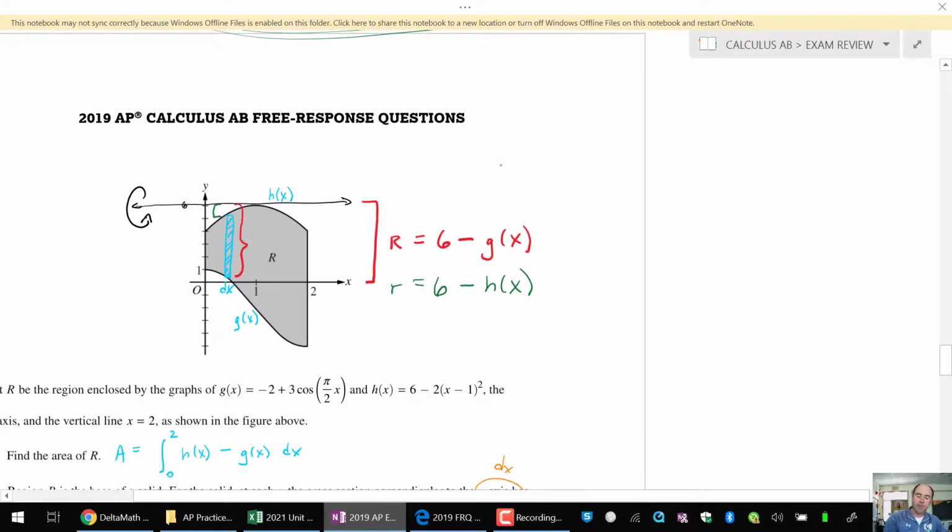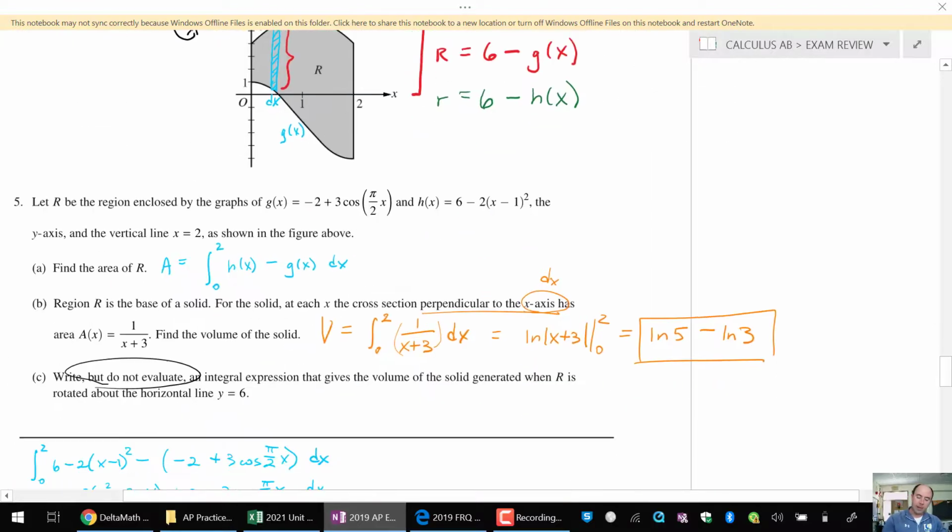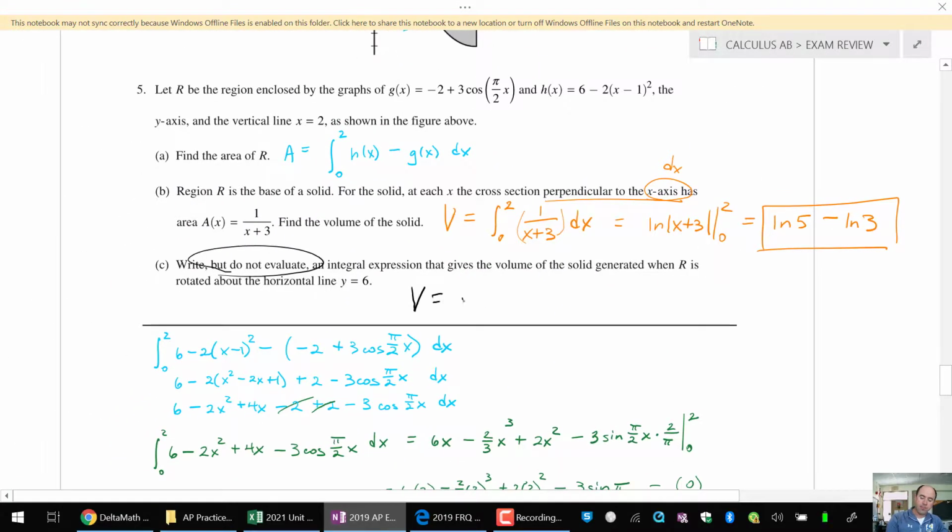The formula for the volume of a solid of revolution using the washer method looks like this, with dx, or dy in case it's a horizontal rectangular slice. So let's use the washer formula and the 2 radii to build the integral. Final answer would be volume equals pi times the integral from 0 to 2 of outer radius, 6 minus g of x, all squared, minus the inner radius, which is 6 minus h of x, all squared. Don't forget dx at the end of your integral.